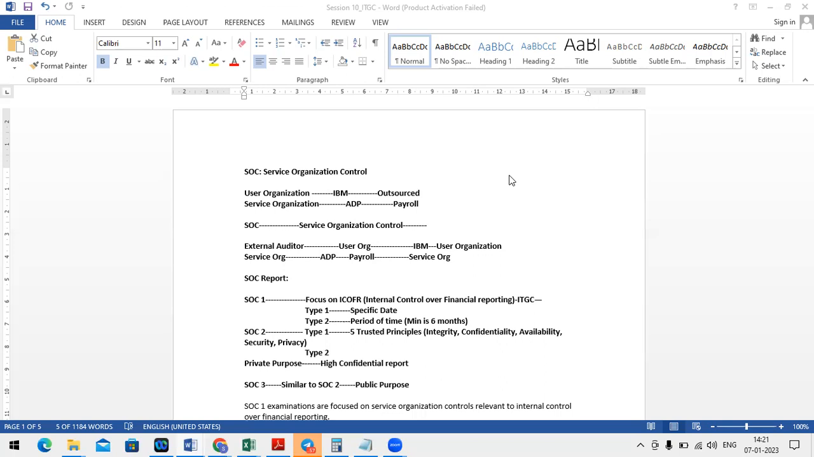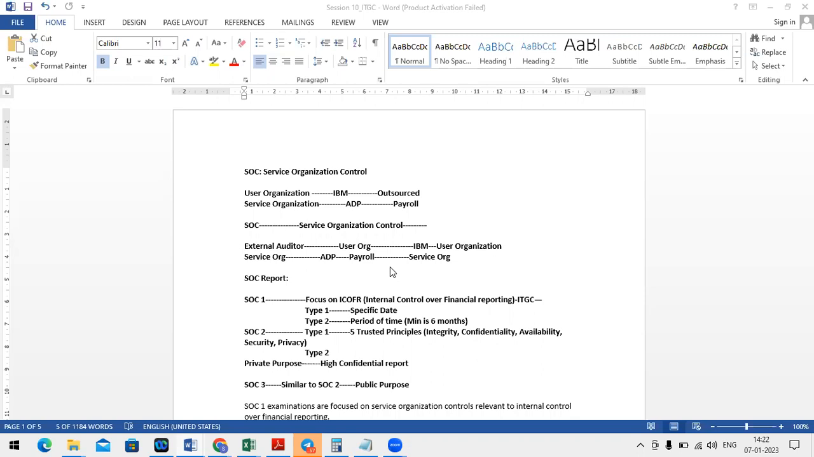The difference between SOC 2 and SOC 3 is that SOC 3 is used for public purposes. You can find this SOC report in the public domain as well, the reason being that it has limited controls. But SOC 2, you cannot find this report anywhere. It is totally private, because you have so many details covered in the SOC reports.